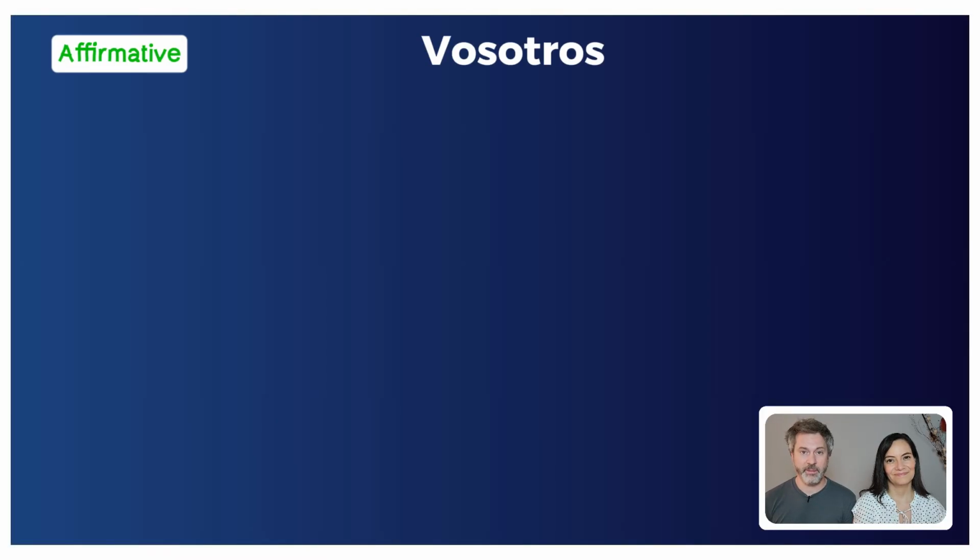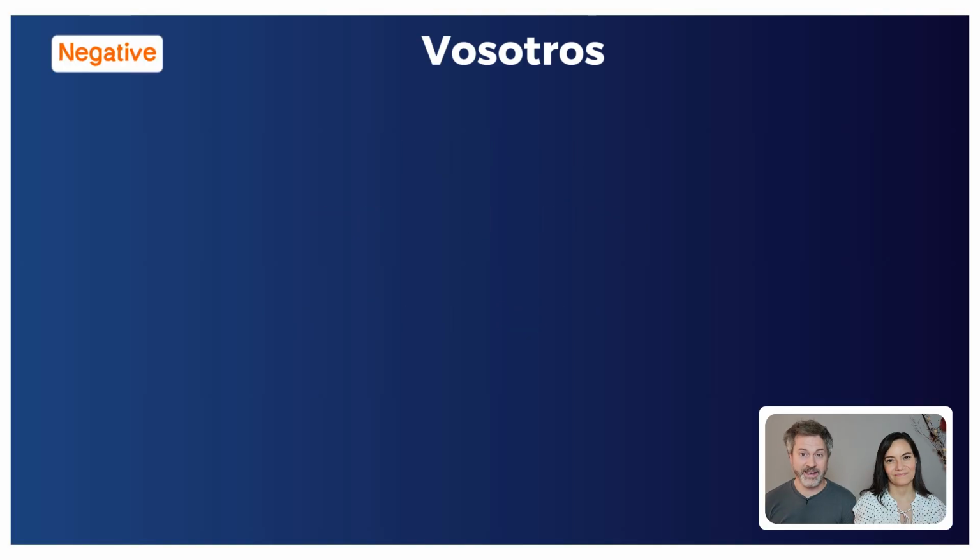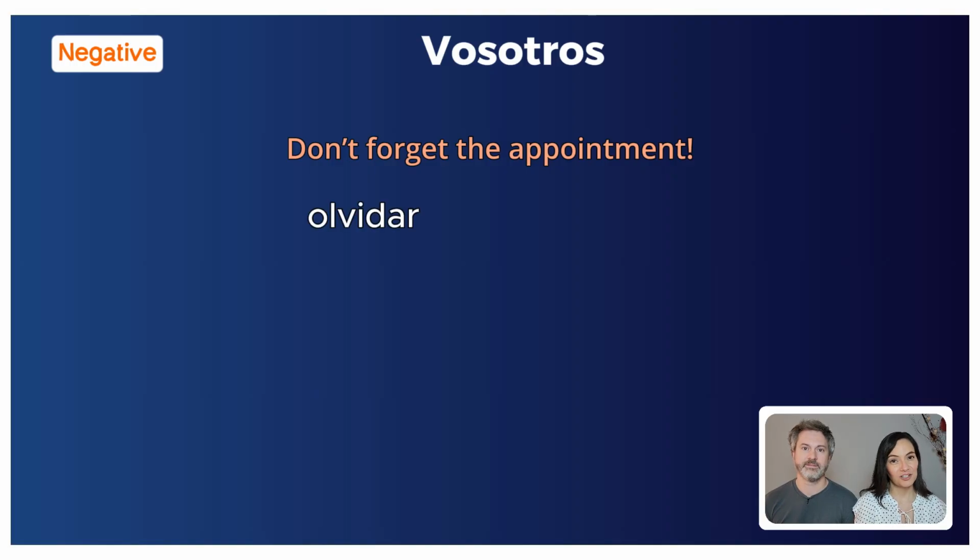Now, to wrap up, let's go over a variety of commands using affirmative commands, negative commands, and pronouns so that you really get it down. So, if we want the affirmative vosotros command for "cross the street," we need the verb cruzar. So we drop the R and we add a D and we get cruzad, cruzad la calle. And if we want the negative vosotros command for "don't forget the appointment," we need the verb olvidar, and we conjugate it into the present subjunctive, olvidéis, and then we add the no.